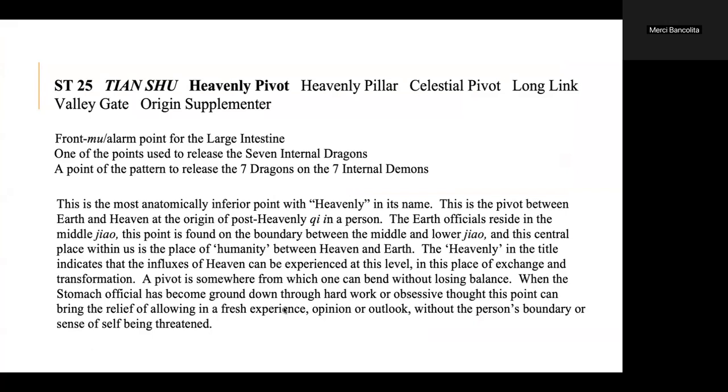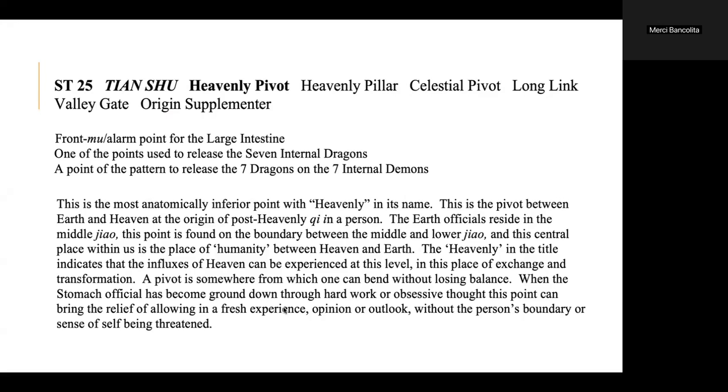Front Mu alarm point for the large intestine. One of the points used to release the 7 internal dragons, a point of the pattern to release the 7 dragons or the 7 internal demons. This is the most anatomically inferior point with heaven in its name. This is the pivot between earth and heaven and the origin of post-heavenly Qi in a person.